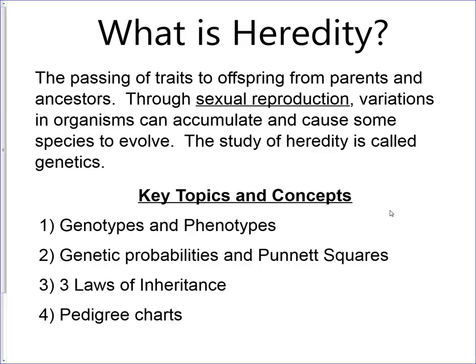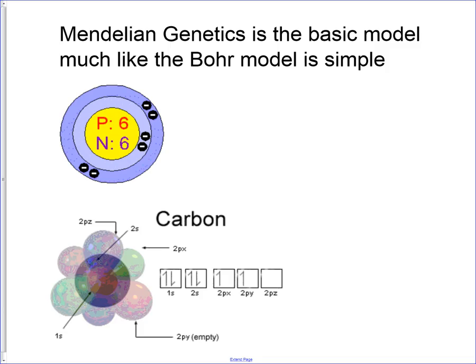There are four key topics and concepts in this chapter. Today we're going to look at genotypes and phenotypes, and we might introduce Punnett squares. There are the three laws of inheritance as established by Gregor Mendel, hence Mendelian genetics. You're already familiar with two of them, so that's pretty nice. And lastly, we'll do pedigree charts, but that's not today. All right, let's get started.